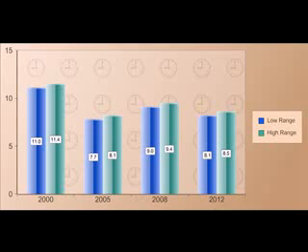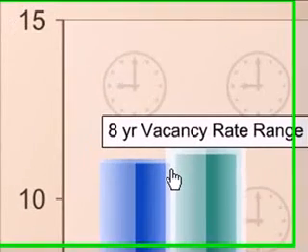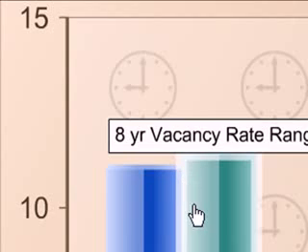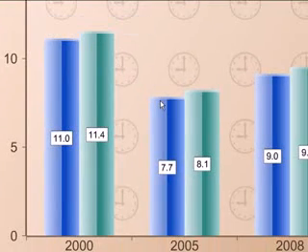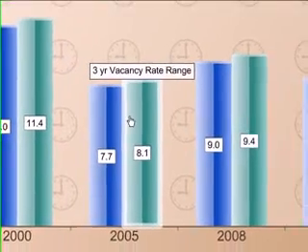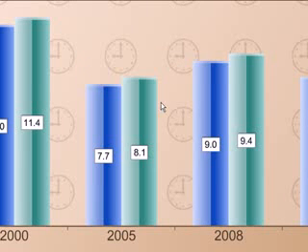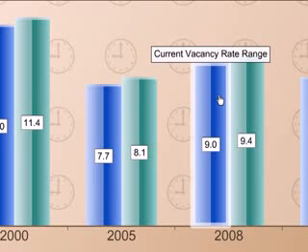At this point, we're going to look at the submarket vacancy rates. Again, keeping in line with our original theme, we're looking at historical and projected vacancies. As you'll note here, we'll look at the actual range for the 8-year vacancy rate range of 11 to 11.4. Here we're looking at the 3-year vacancy rate range. And here we're looking at the current vacancy rate range.